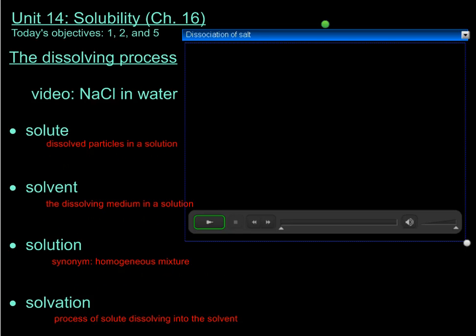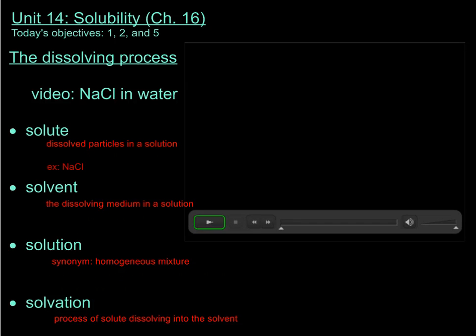So, a solute, in this case the sodium chloride, those were the dissolved particles in the solution. Typically, of a solute there will be fewer particles than there will be of the solvent. The solvent is the molecule that sort of rips apart the solute to allow it to disperse evenly. So we say the solvent is the dissolving medium in a solution. Typically there are more particles of a solvent than there are of a solute.